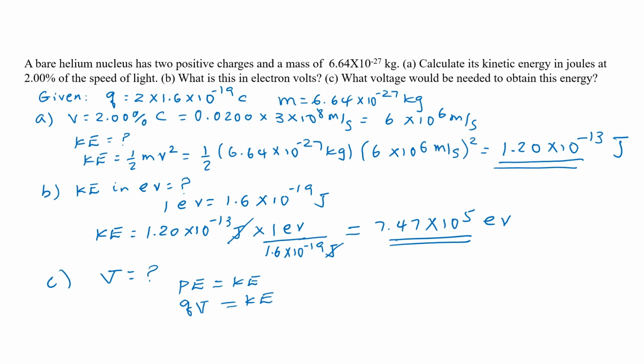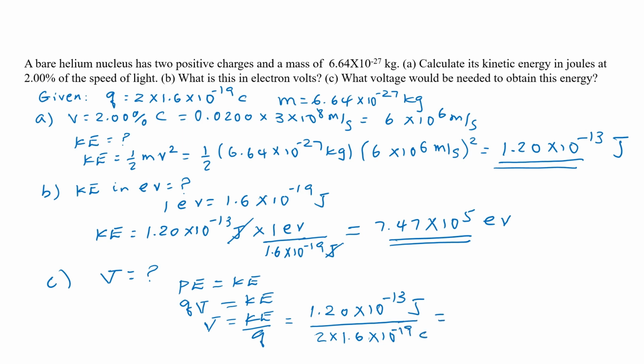So if no energy is lost, the voltage times Q will be equal to the kinetic energy, and therefore voltage will be kinetic energy divided by the charge. Plug in the numbers. We have already calculated the kinetic energy in A, and that's equal to 1.20 times 10 to the negative 13 joule divided by the charge, which is twice the unit charge, 2 times 1.6 times 10 to the minus 19 coulomb.